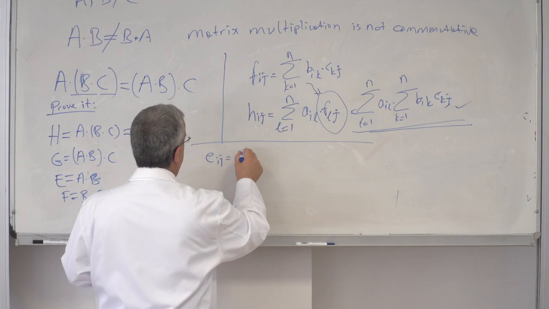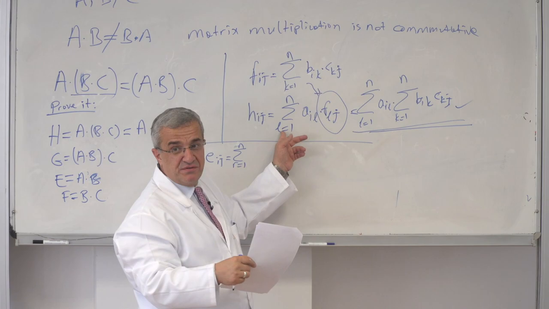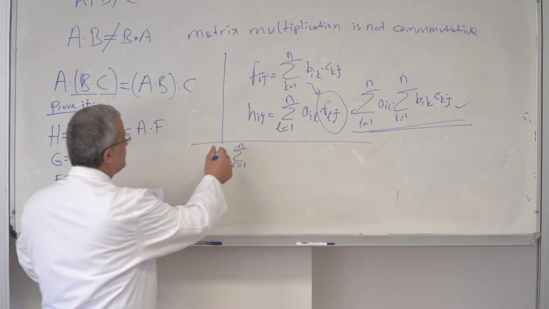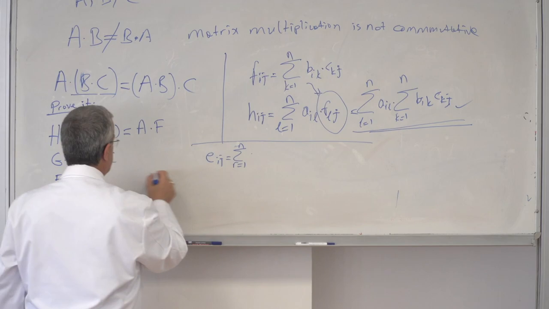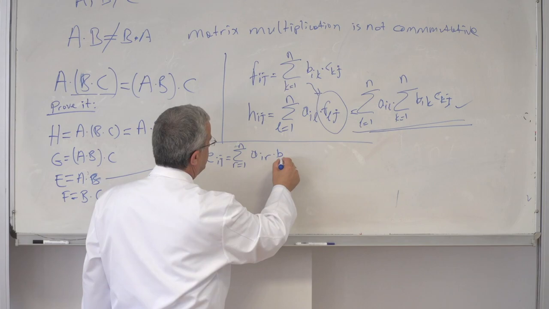R equal from 1 to n. I am using what are called dummy variables. It doesn't matter what you call these dummy variables; you can call them any name you want. You can even call them dummy, they won't get offended. They don't change anything. They are just R equal from 1 to n. What is this? Remember, E is A times B. So this is going to be A, I, R times B, R, J.